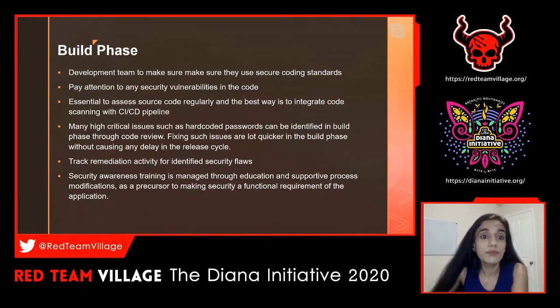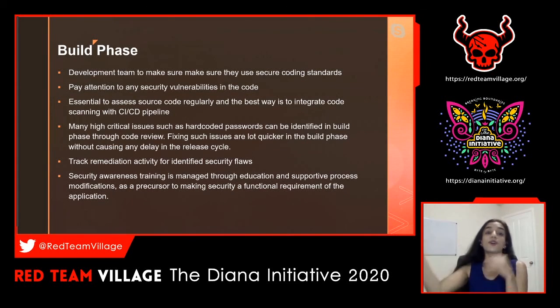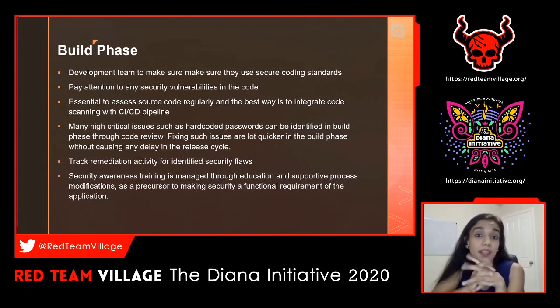Okay, so let's move to the next, the build phase. This is the time when developers start writing their code. There are many plugins which can be used to find security flaws right away. It's essential to assess code security regularly, and the best way is to integrate code scanning with the CI/CD pipeline, which means every time you commit code, a new scan will be done and new issues will be identified.